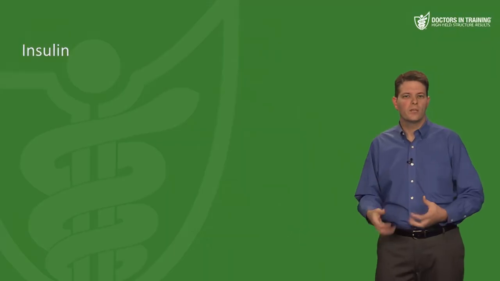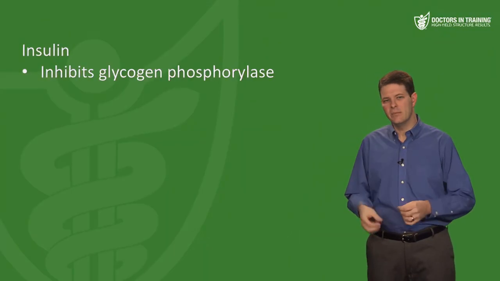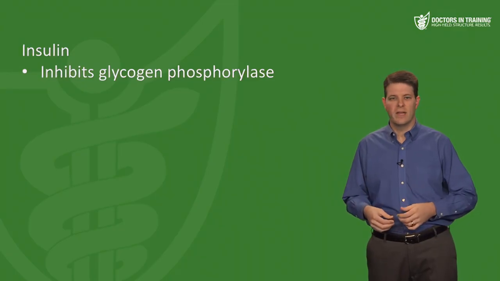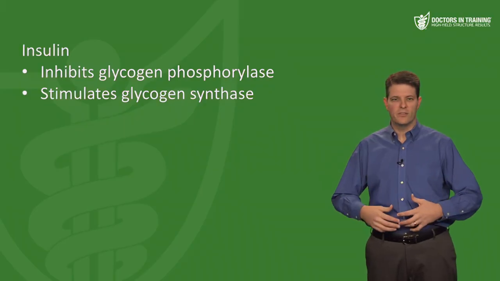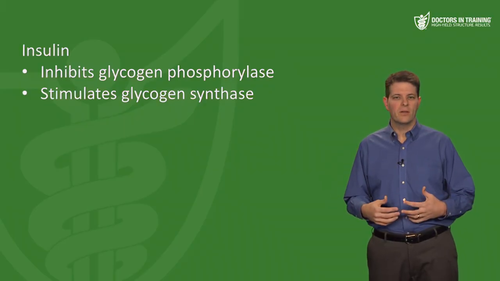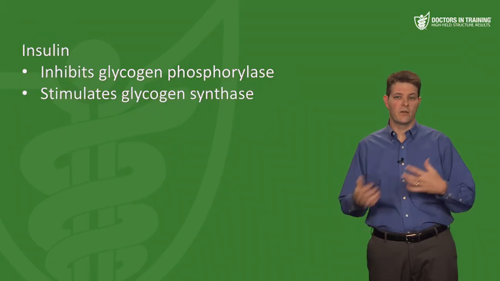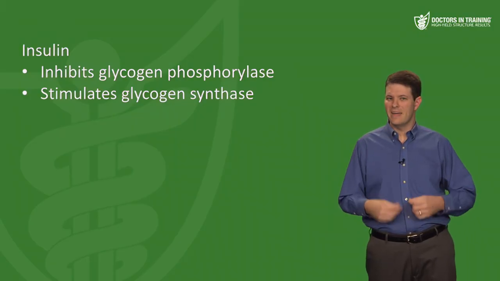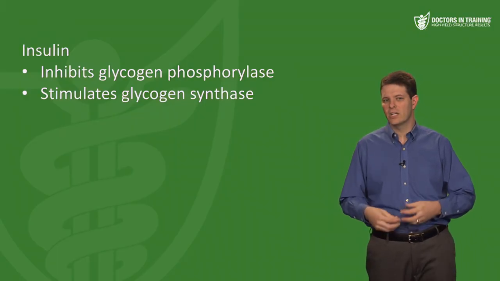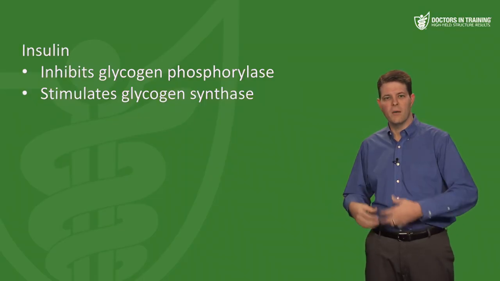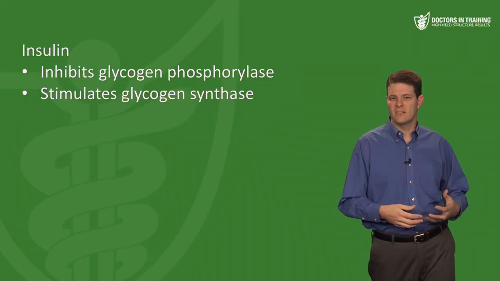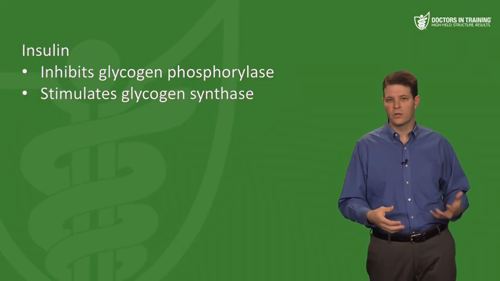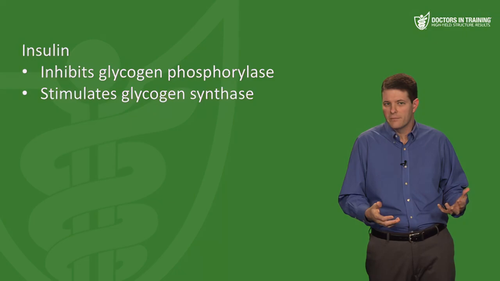So one regulatory mechanism is that insulin inhibits glycogen phosphorylase and it stimulates glycogen synthase. So when you eat and the bloodstream is flooded with glucose, the pancreas releases insulin to allow that glucose to enter the cells. And at the same time, that insulin ends up inactivating glycogen phosphorylase. So you stop breaking down glycogen. And insulin stimulates glycogen synthase. So you start storing whatever extra glucose you have that you don't need right then.